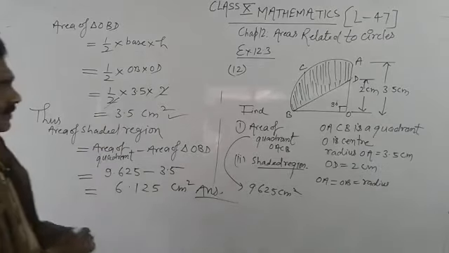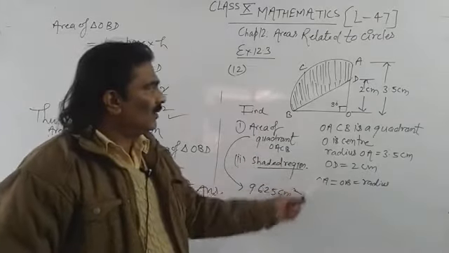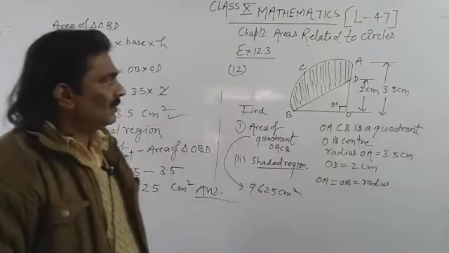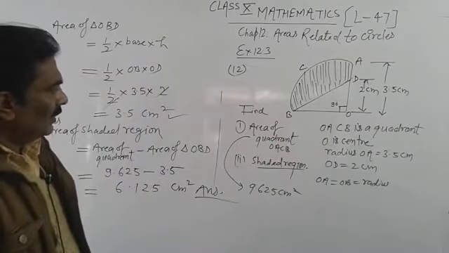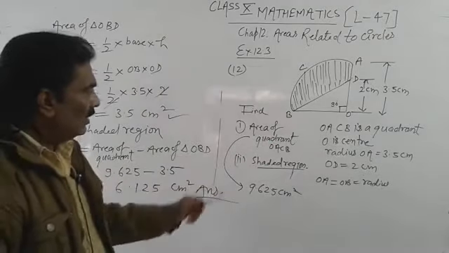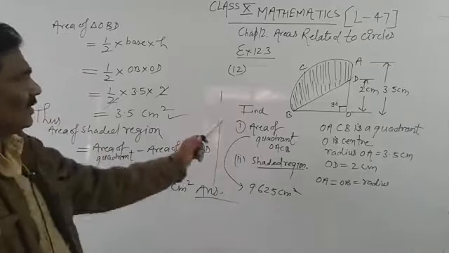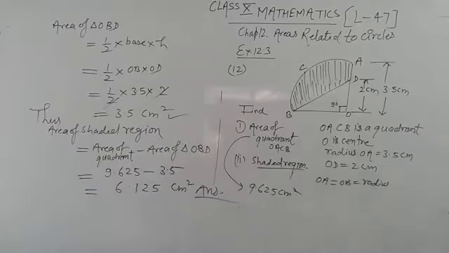So I have finished the solution of this question. So we have calculated the area of the quadrant and the area of the shaded region. So now write down.